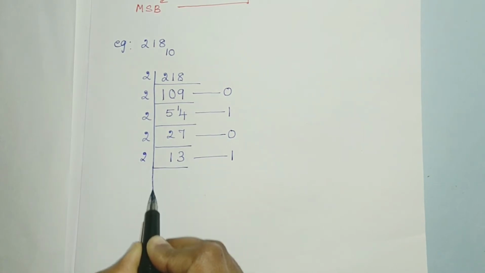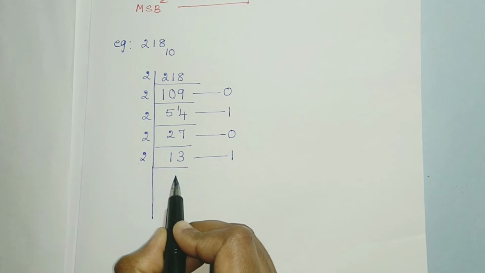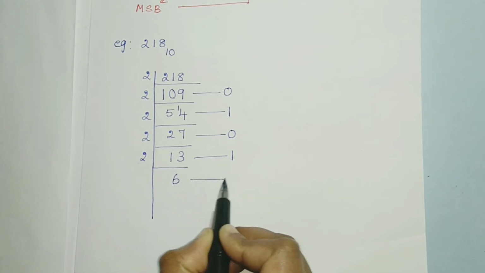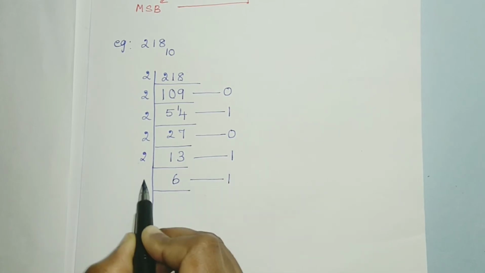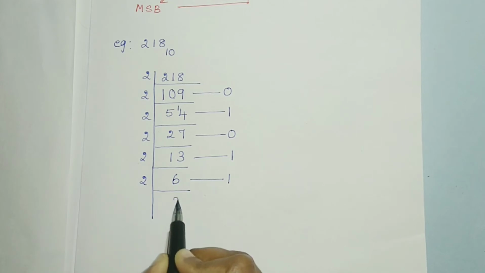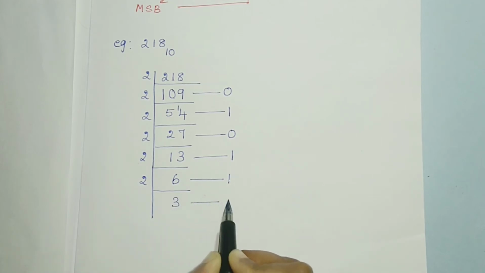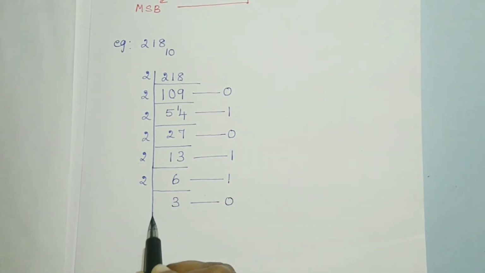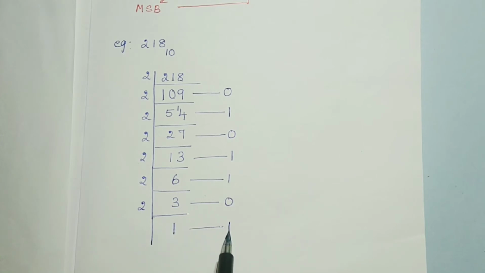So 2 6s are 12 and the remainder is 1. Once again, 2 3s are 6 and the remainder is 0. And finally, again divided by 2. 2 1s are 2 and the remainder is 1.